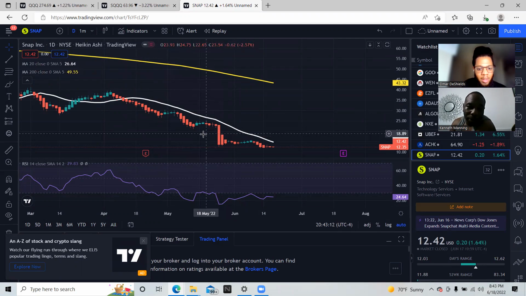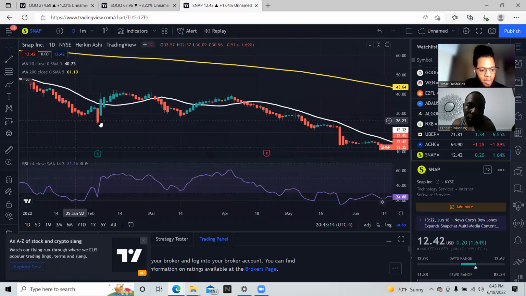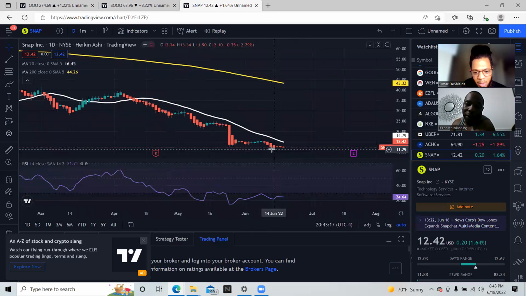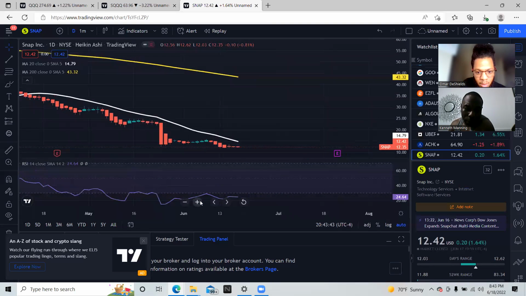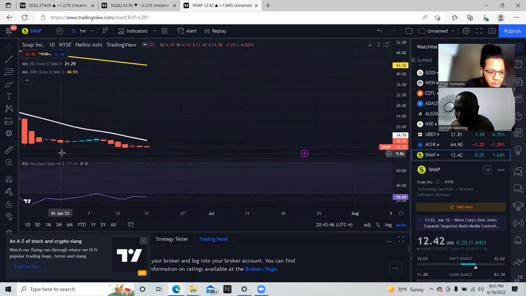I can't remember which day I bought it on, but Snap definitely gave me a good little gain. Was it in March? No, it was in May. It was just February? Let me pull up my phone to double check that, to see when I first bought it. It was June 1st. That was the day I bought it. Let's zoom in a little bit. So this is the day I bought it, at the low, I think it was at 12, 13 something.